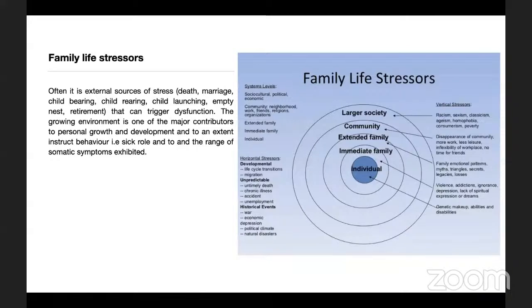The following is a diagram. It's a multi-level illustration of different triggers of stress that can lead to a presentation in crisis. Like I said earlier, it could be events that are not anticipated, as well as anticipated events. On the larger society scale, it includes things like racism, sexism, homophobia, poverty. And then on the community level, it can be affiliated with work or leisure and inability to work, which is a concern in our country with regard to unemployment rates. Different dynamics within extended families, the immediate family, as well as the individual. Next.